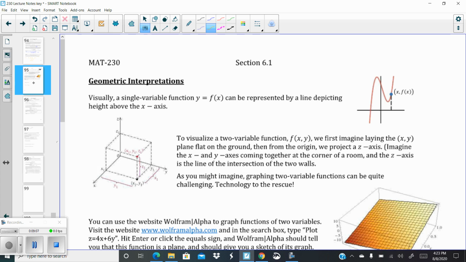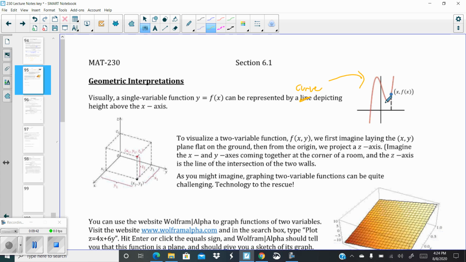Okay, the geometric interpretations are actually kind of cool. So visually, a single variable function, y equals f of x, can be represented by a line, and I actually don't even like to use the word line there. I'm going to use the word curve, because it's going to look something like what you see here, or it could look something like you see there, depicting a height above the x-axis. So when you're talking about y equals f of x, the y value is the height above the x-axis, and then the x value tells you where you go on the x-axis to go up to that height. So the y basically represents the height above the x-axis.